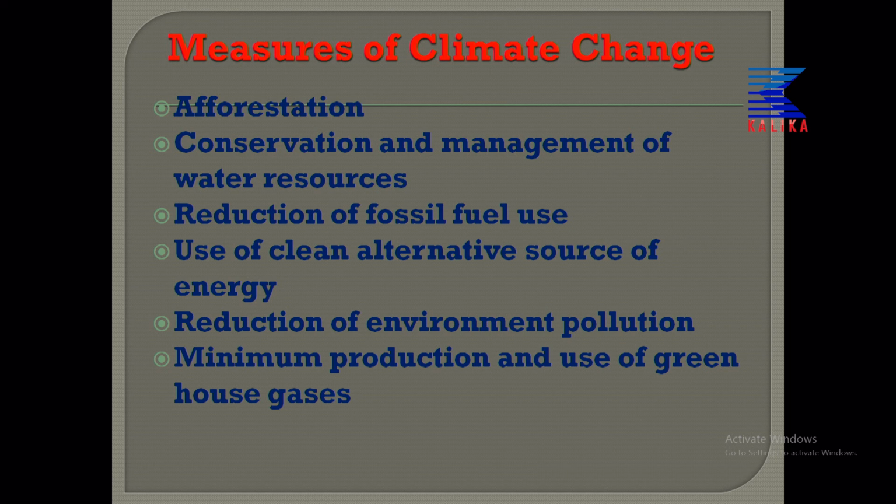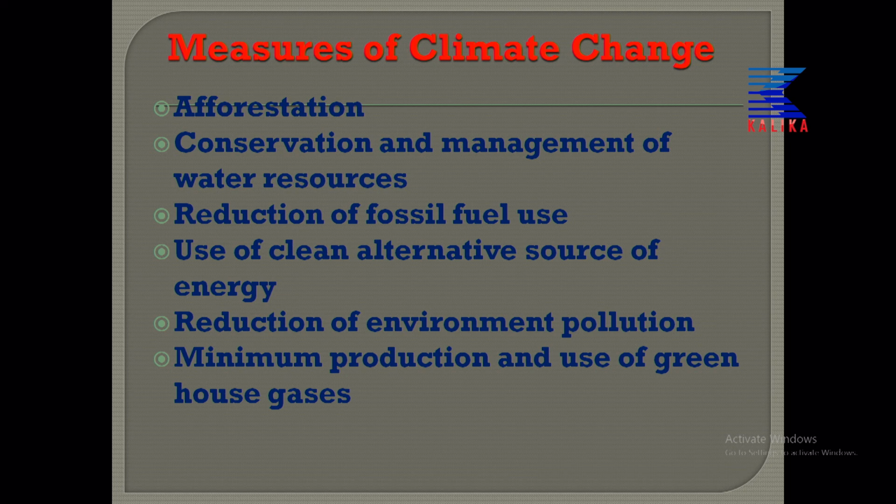Number one, afforestation. We afforest so that the greenery increases and the plants absorb carbon dioxide. That prevents climate change. Next, conservation and management of water resources, for example, lakes, rivers, ponds. We should conserve them. We should manage them properly. Reduction of fossil fuel use. For example, we are using petrol, diesel, kerosene, natural gases. We need to use them as little as possible.